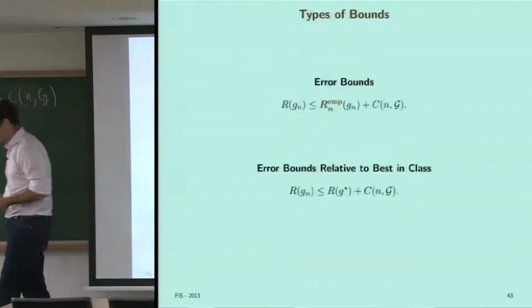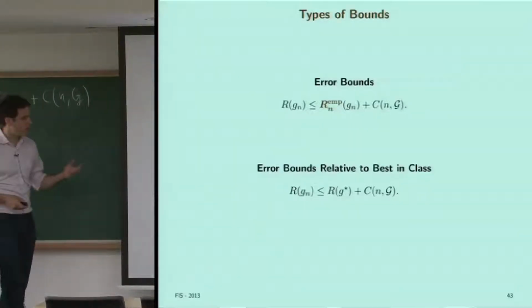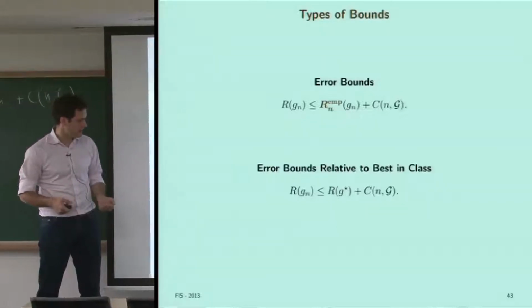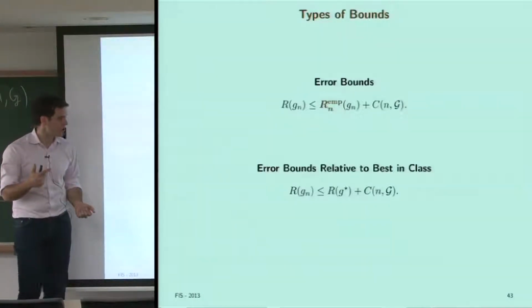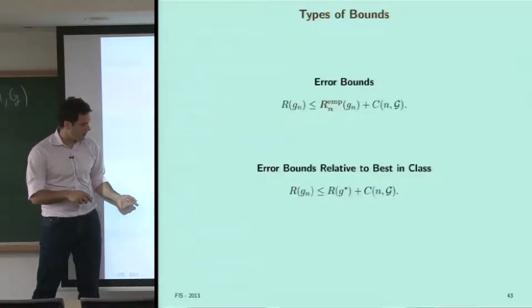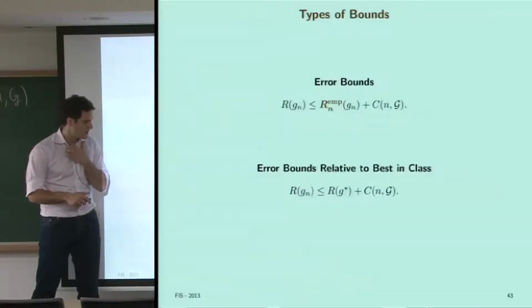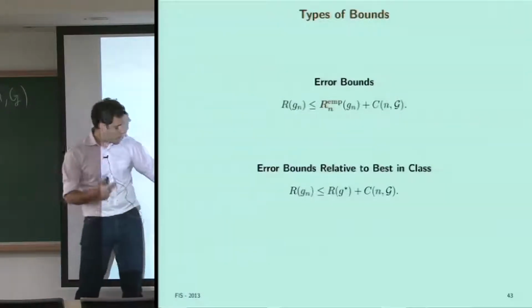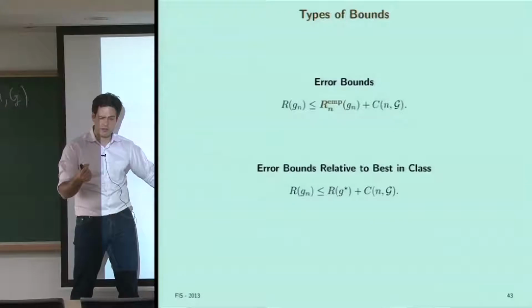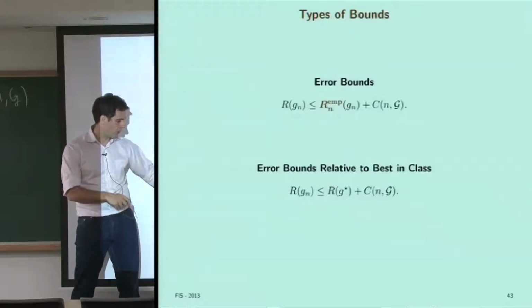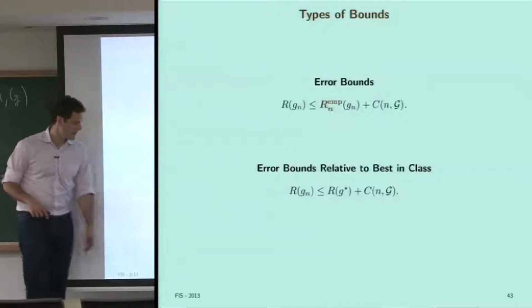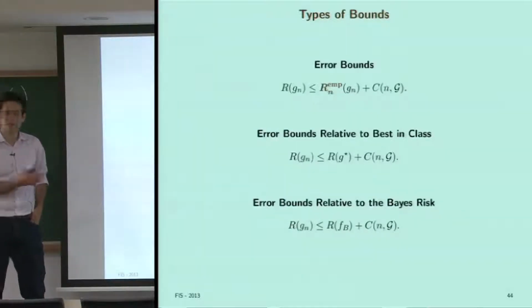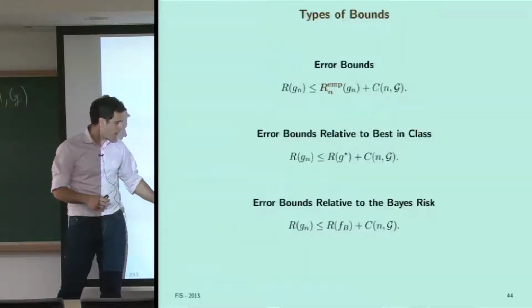There are other types of bounds which you can consider. Typically, one of them is called the error bounds related to the best in the class. So instead of only focusing on g n, we can also focus on how far from the best possible function g in calligraphic G can I get? And is there a way to guarantee that the real risk of g n, again, g n is computed using empirical risk, but here, the real risk of g n would be still lower than the risk of g star plus some constant, which depends, again, on n and g star. And this is probably the best possible thing that you can compute, the error bound relative to the base risk.